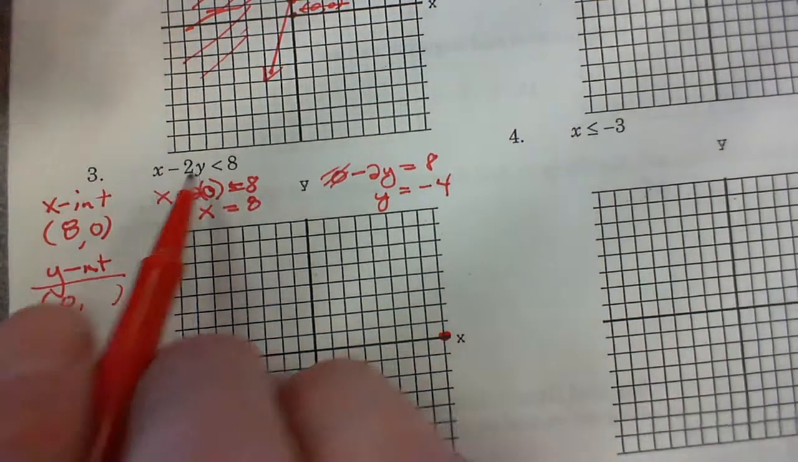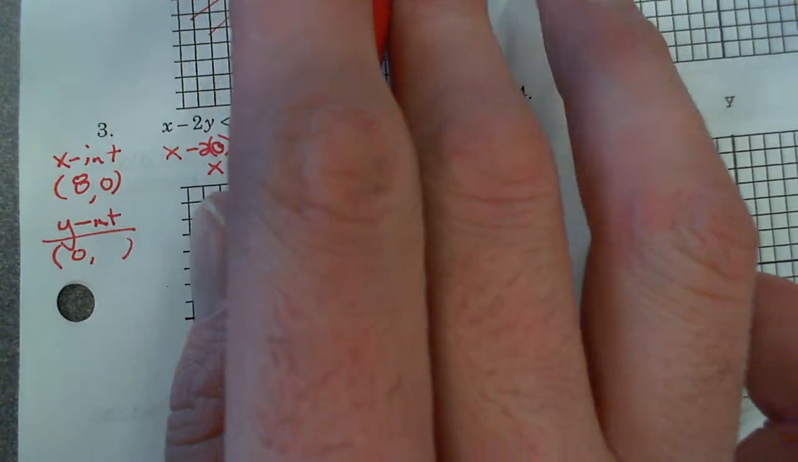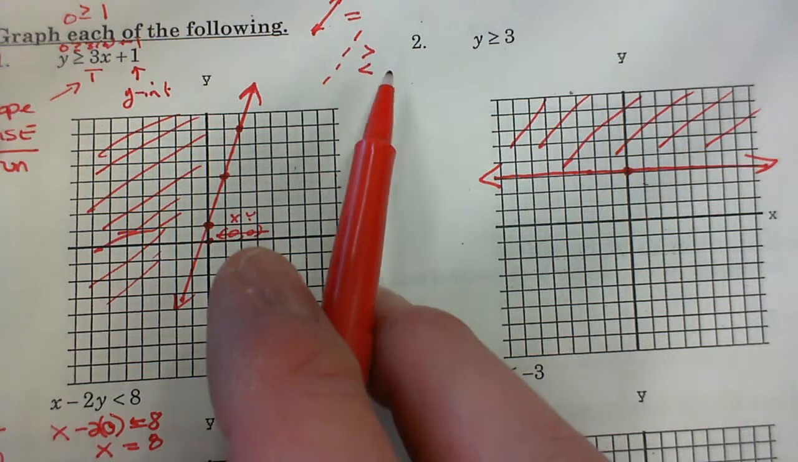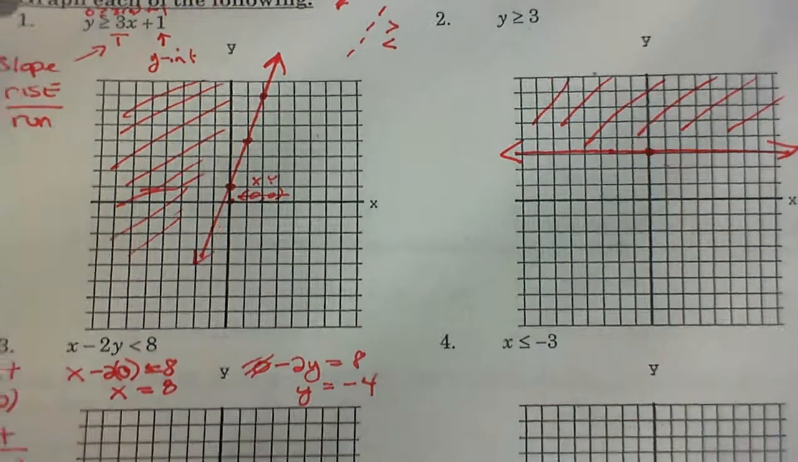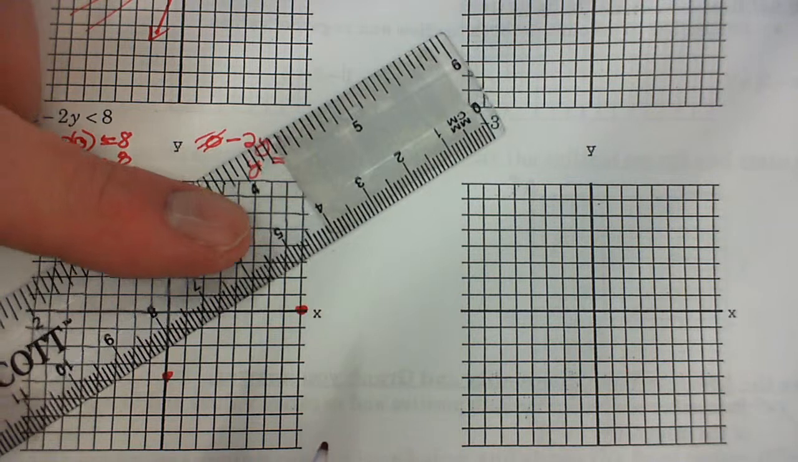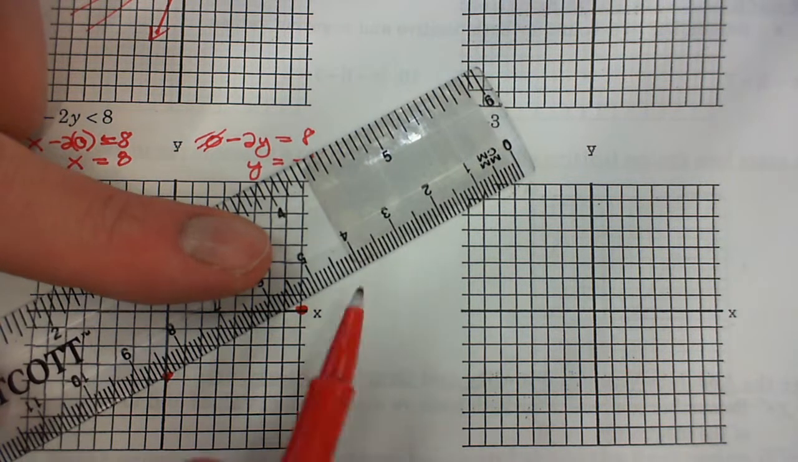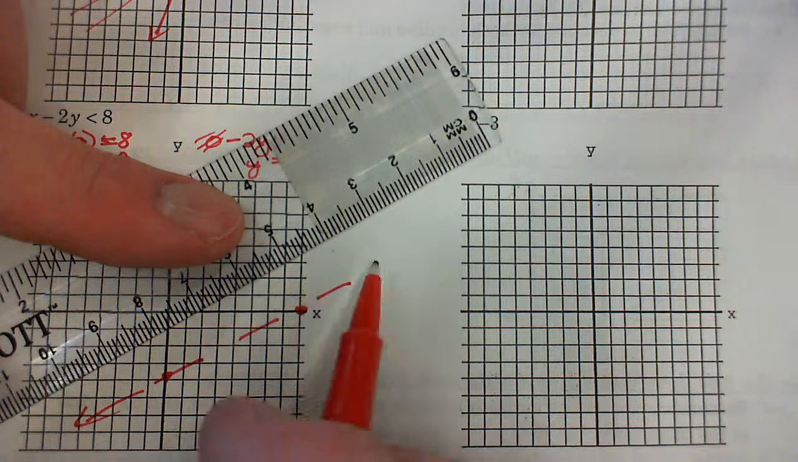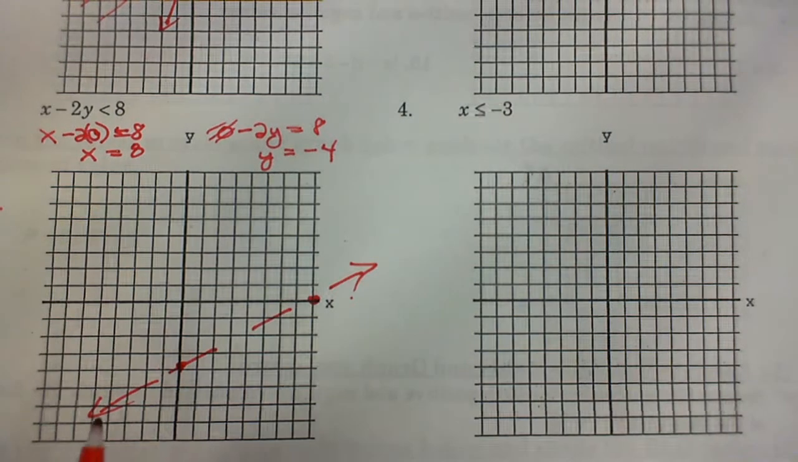And then because it's just less than, it's going to be a dashed line. Again, we covered that up here. Dashed lines are just less than or just greater than. So if we connect these points up here, okay. And now we just figure out the shaded area.